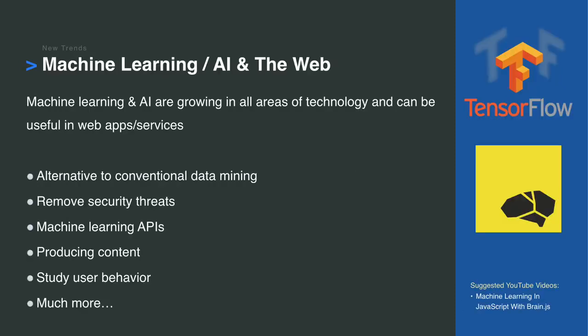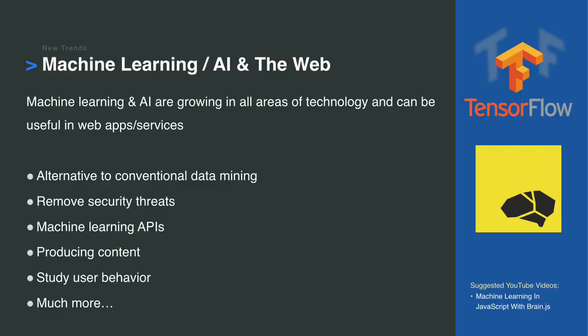So AI and machine learning are arguably the hottest trends in software development as a whole. A lot of times we think of machine learning and web development as separate things, which they are, but it can be useful in web development as well. I mean, there's plenty of web apps that can make use of machine learning and neural networks and all that good stuff. It can be used as an alternative to conventional data mining.